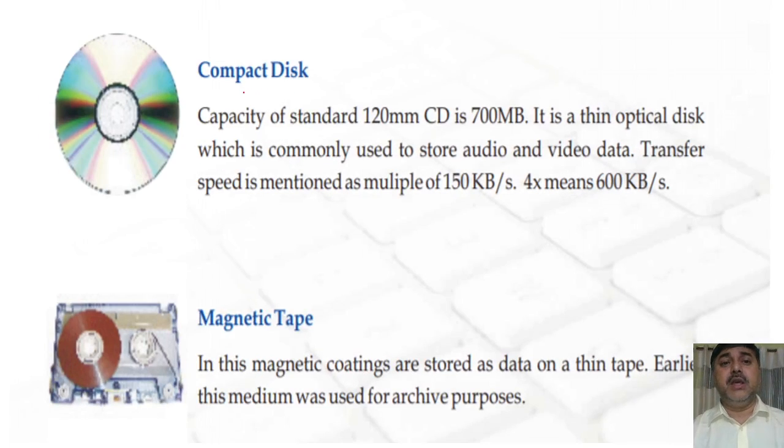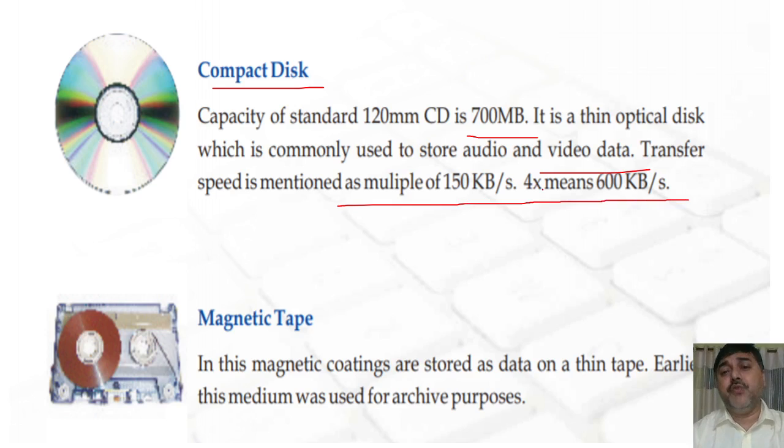Another thing that we have seen is the compact disc. Compact disc is also now very less used. A 120 millimeter CD holds 700 MB, and we can find its specification. And magnetic tape, as we have discussed many times, is a thin tape that was used for the purpose of storing data.